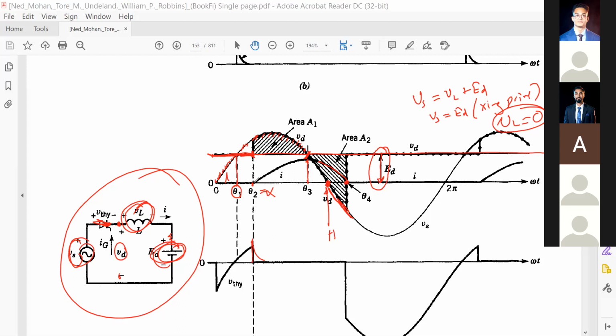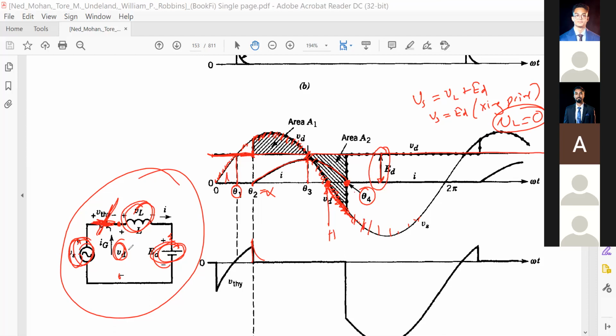So until this point, when the current is conducting, that means the thyristor is shorted and VD must be equal to VS. So VD is equal to VS, even in the negative, we got it, right? And then when the current is 0 and the voltage is reverse bias here, what will happen to your thyristor after theta 4? It will turn off. Current is 0, the voltage is negative, so it will turn off.